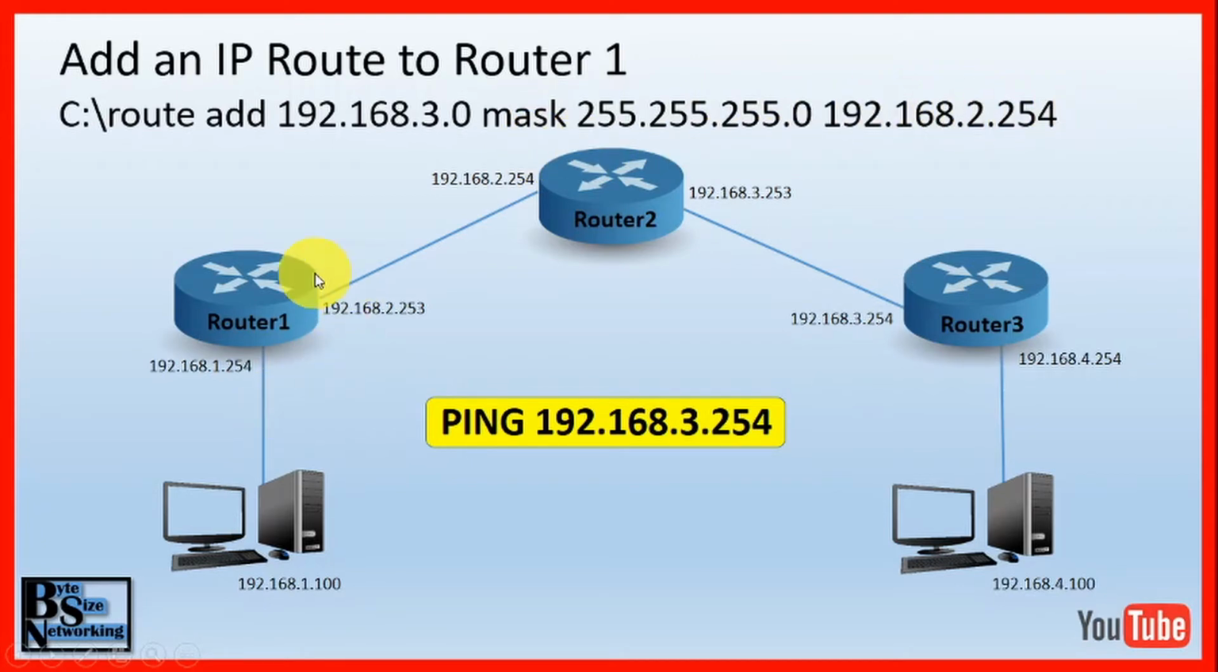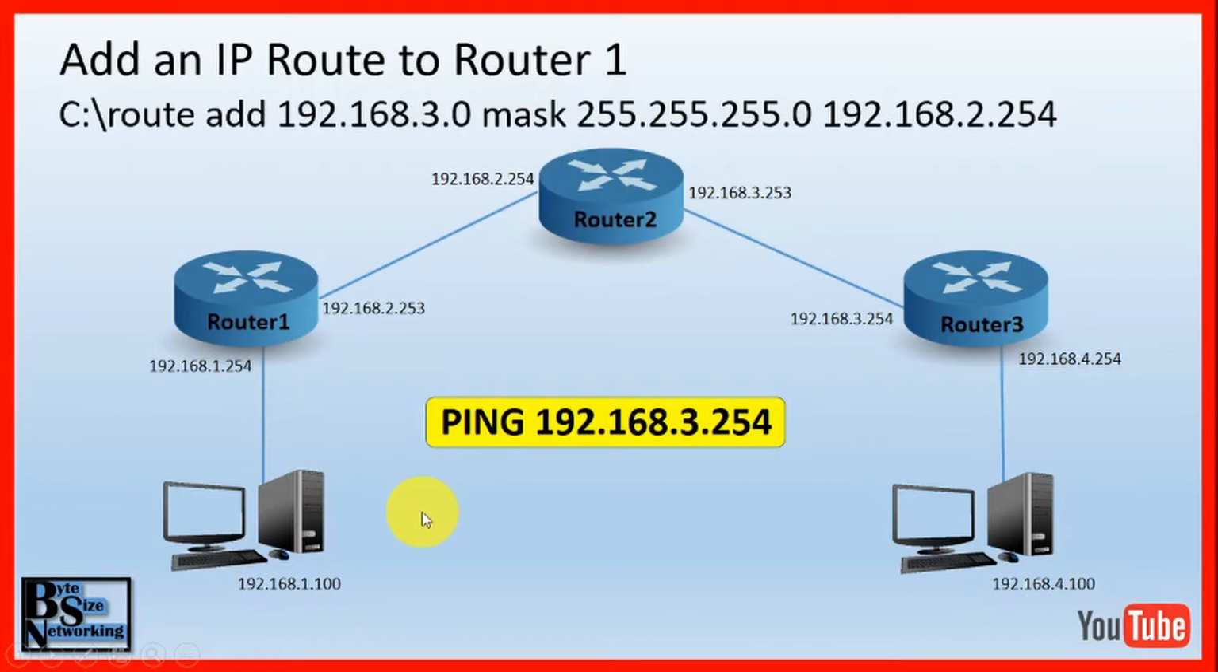So basically what we're saying on router 1 is any traffic that comes here that is looking for network 3, we need to pass on to this interface on router 2. Now because router 2 is connected to both network 2 and network 3, it will know what to do with any traffic that is looking for this network.